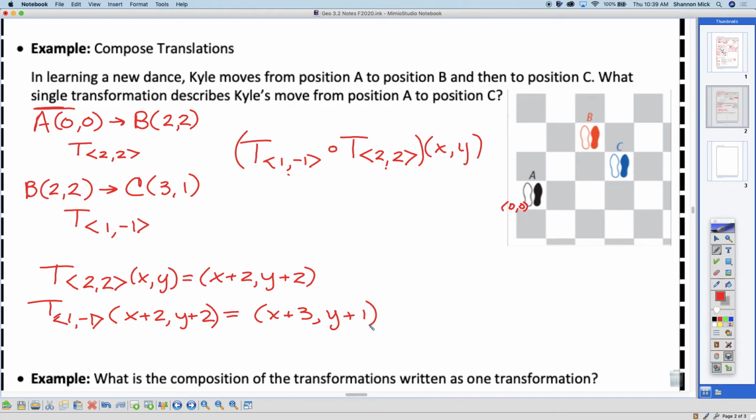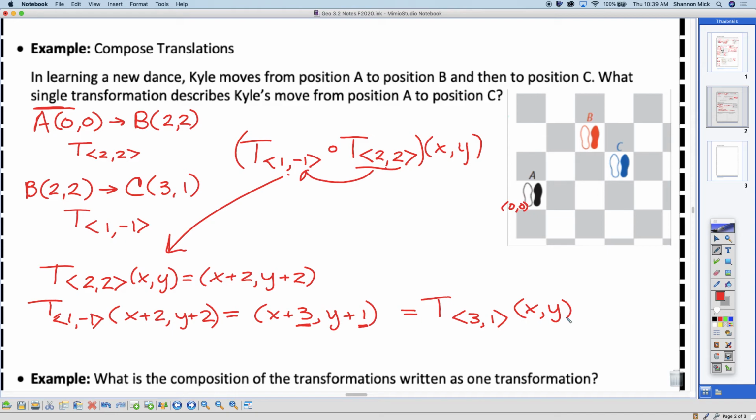So my rule, because I performed this right here, and then I took my answer and put it into there, didn't I? So my rule to get is just T of what? 3, 1 on X, Y. Now, if I went 3, 1 from A, would I end up at C? Yes.